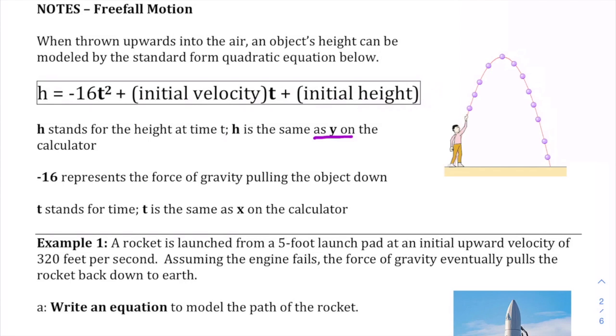-16, the a value, represents the force of gravity pulling the object down. So -16 always stays -16 at the beginning of the equation. Our t stands for time, and t is the same as x on the calculator. So if I were to enter this equation, it would say y equals, and I would have x's everywhere I see t.